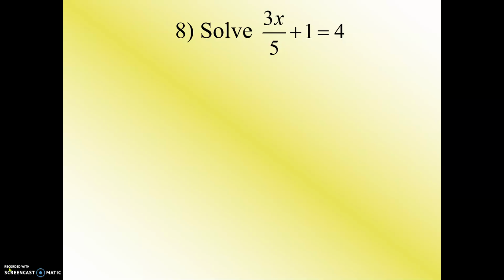Okay, we have another one here. 3x over 5 plus 1 equals 4. Some people see that as 3/5. Some people see it as 3x divided by 5. Okay, so there's a couple different ways you can look at this.